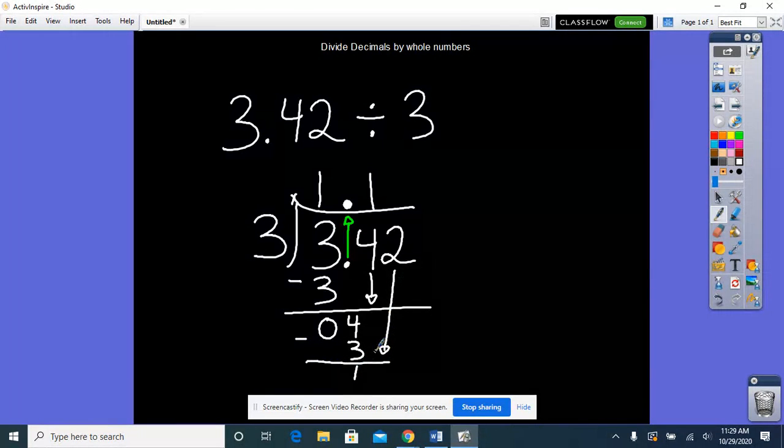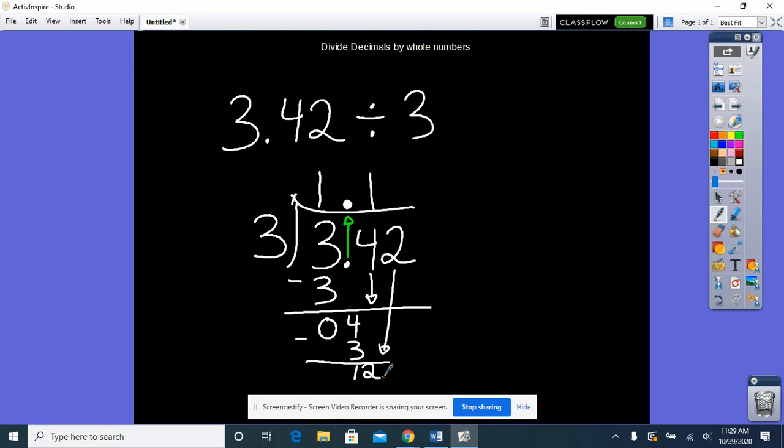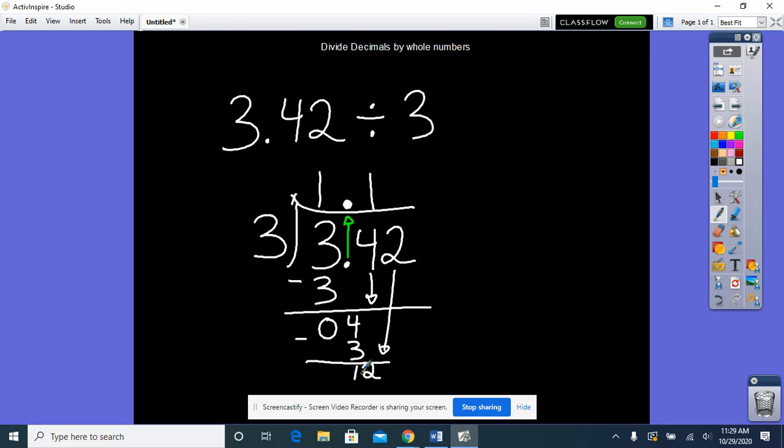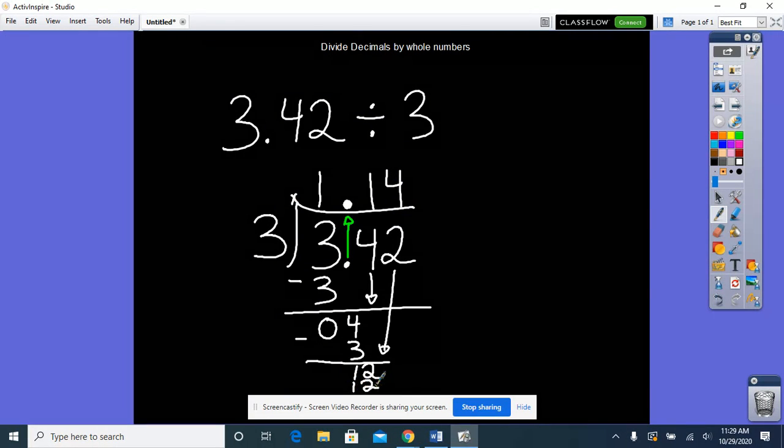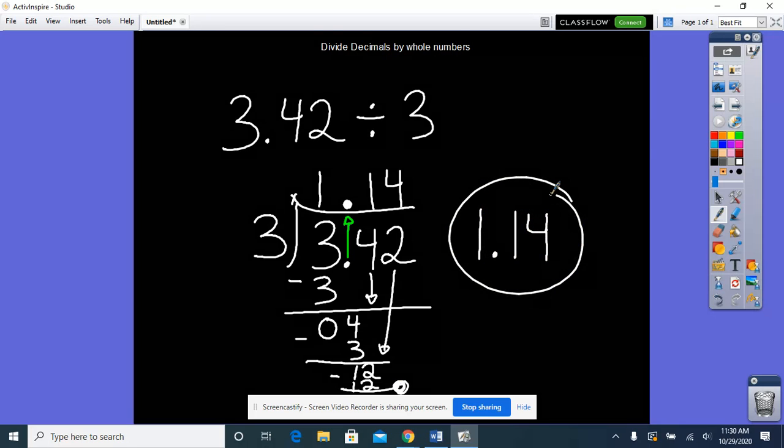Bring down my 2. I have to repeat again because I just brought down my 2. So 3 goes into 12. 3, 6, 9, 12. I have 4 on my fingers, so 4 times. 4 times 3 is 12, and 12 minus 12 is 0. I don't have anything else to bring down, so this 0 is my remainder. And my answer is 1 and 14 hundredths.